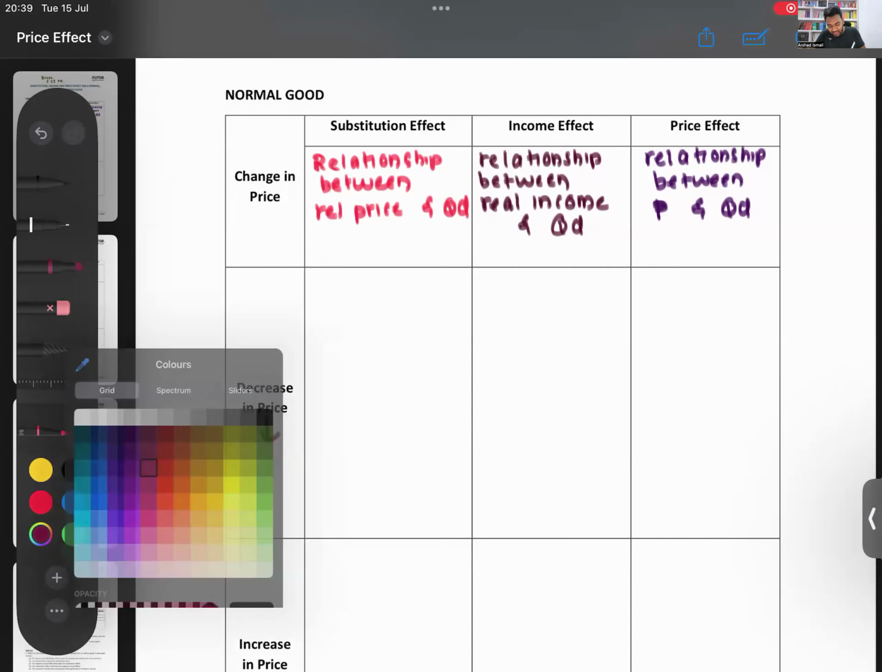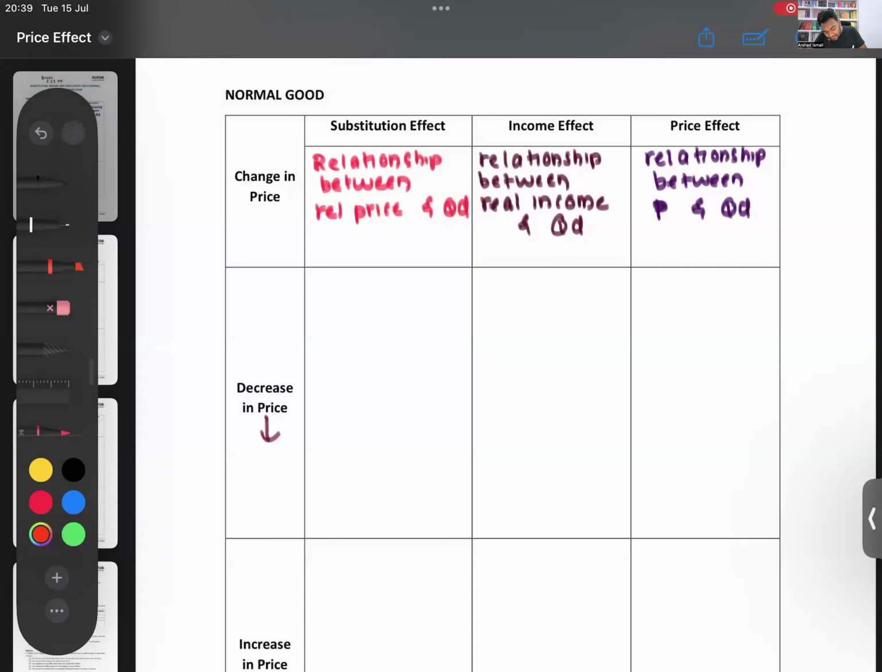That's what I want you all to figure out. When you reduce the price of a good, the relative price also reduces. The good becomes cheaper compared to others. So when your good is cheaper, what happens to the quantity demanded for your good? When my class is comparatively cheaper than other people's classes, the quantity demanded for my good will increase.